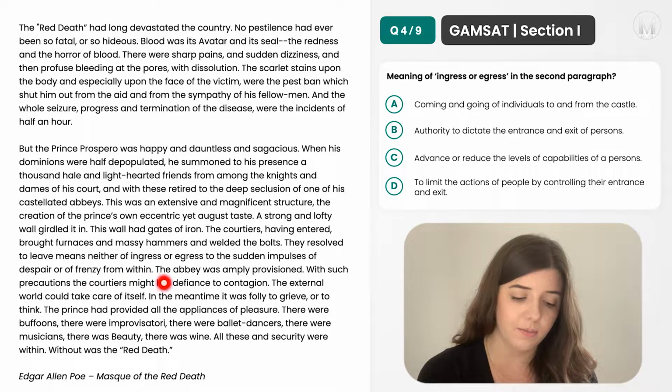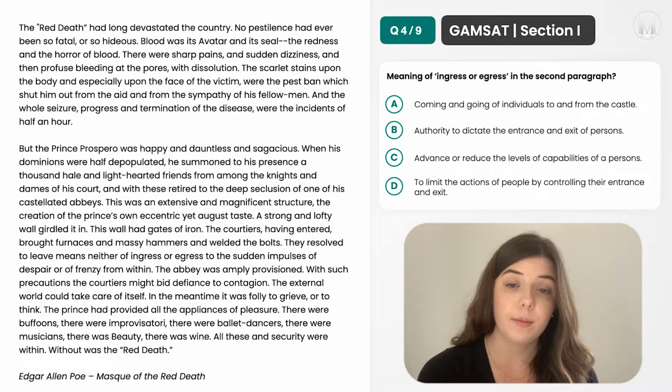The abbey was amply provisioned. So we get the sense that the aristocrats have gone into a special abbey by themselves and are trying to exclude the public. So this wall had gates of iron, the courtiers having entered, brought furnaces and massy hammers and welded the bolt shut. So this is all giving us a sense that this is to do with barricading themselves and preventing entry of people who are not aristocrats.